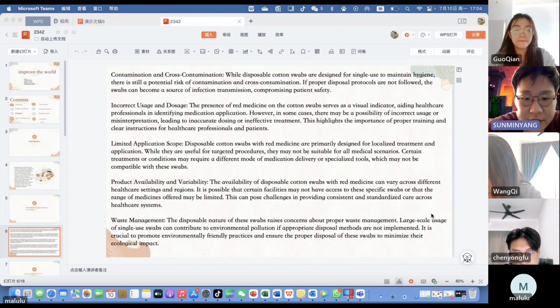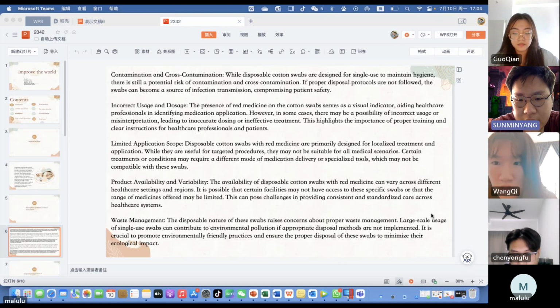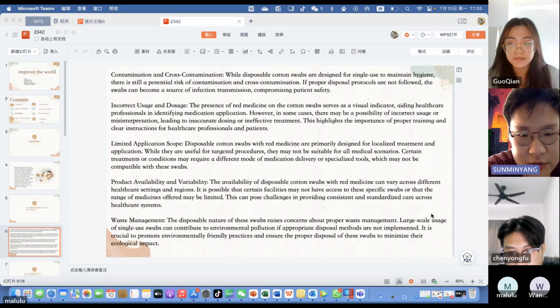And the second part is incorrect usage and dosage. The presence of red medicine on the cotton swab serves as a visual indicator, assisting healthcare professionals in identifying medication application. However, in some cases, there may be possibilities of incorrect usage or misinterpretation, leading to incorrect dosing or ineffective treatment. That highlights the importance of proper training and clear instructions for healthcare professionals and patients.